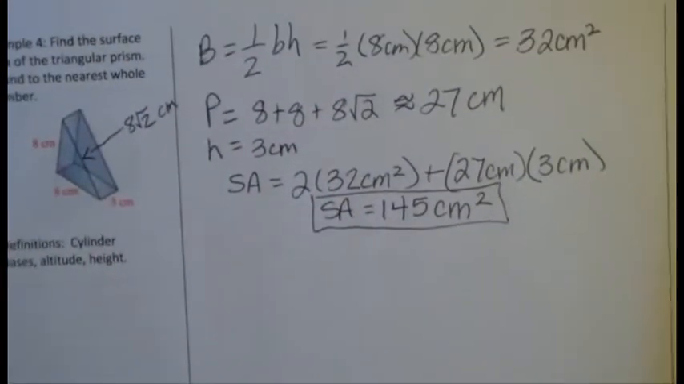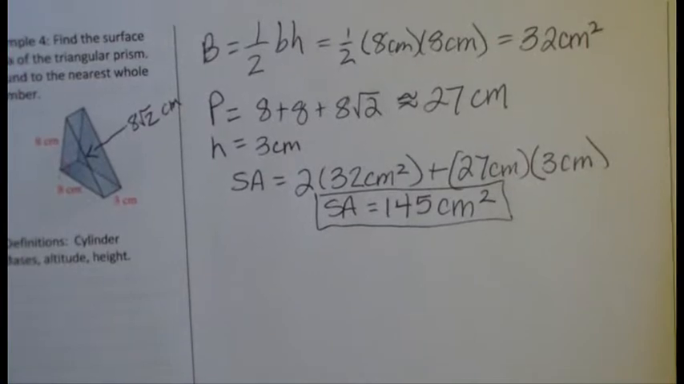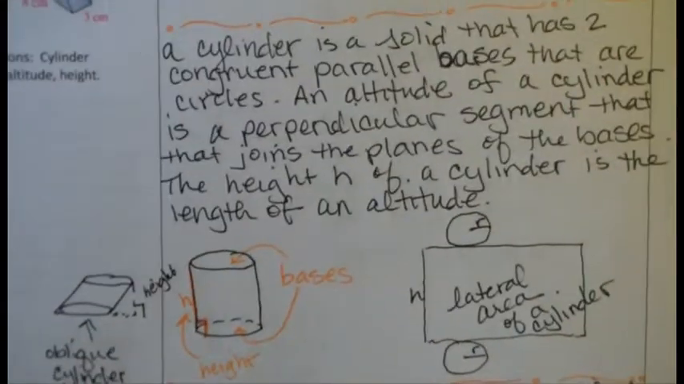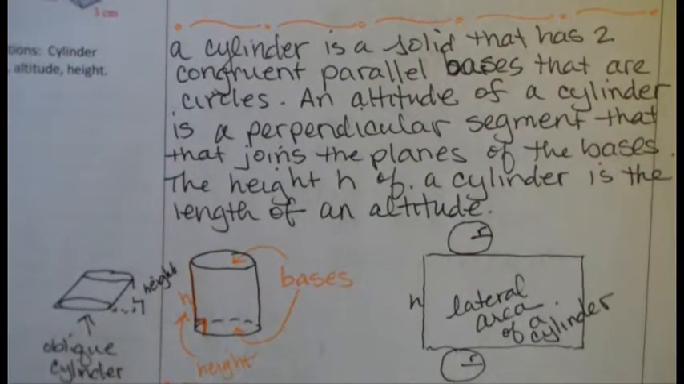All right, so that's your short introduction to prisms and surface area of a prism. Now we're going to move on to cylinders. Let me bring this out so I don't have to write it twice.